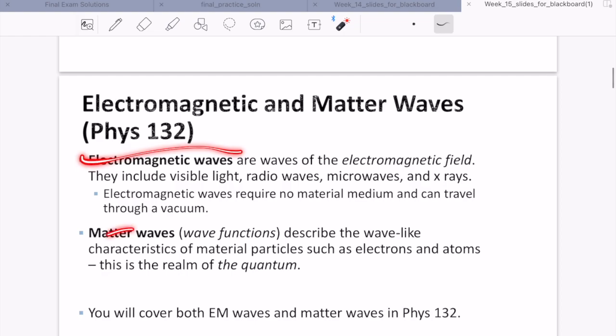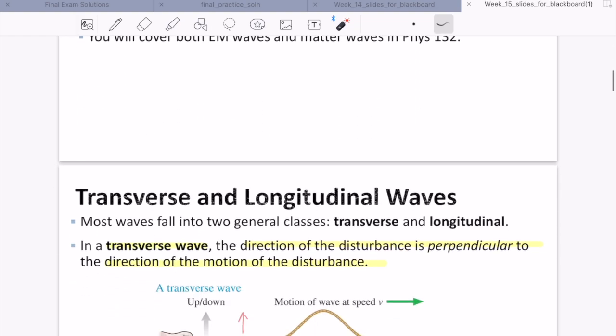These are electromagnetic waves, matter waves. You're going to get into this in 132. Yeah, we're not going to go over these at all.